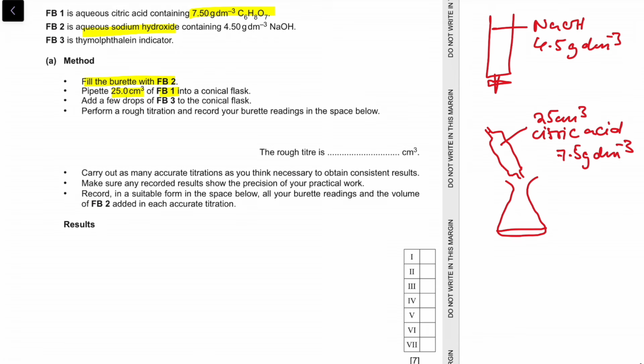Then it says to add a few drops of FB3 into the conical flask. So using a small dropper, add this amount. Up here would be the citric acid, and all together in the flask would be a mix of citric acid alongside our indicator, thymolphthalein. I'm just going to write down indicator.